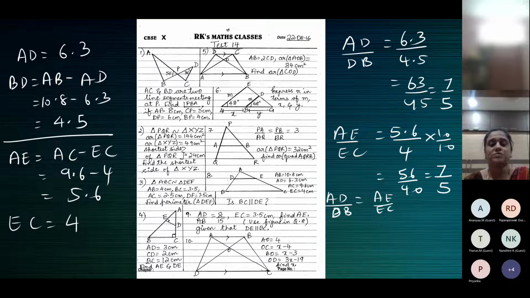All right. Yeah, do the 9th one, children. So you'll get a different ratio. What did you do? Tell me. You did AD by AB, yeah? Yes, ma'am. So you got 7 by 12, right? Yeah, correct. 7 by 12, correct.